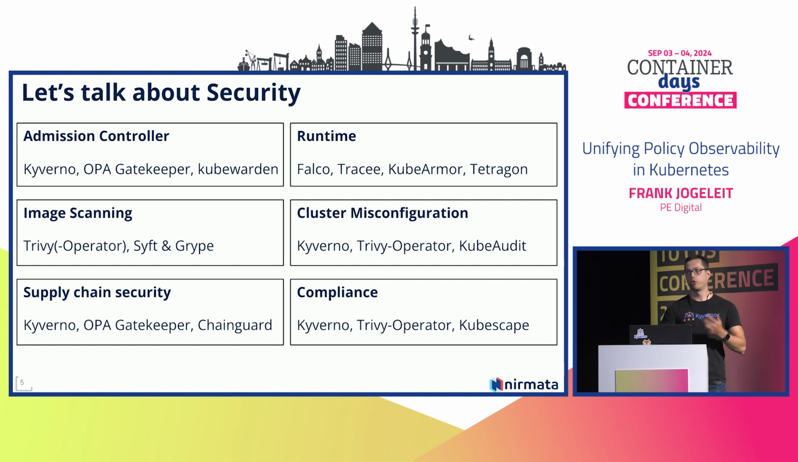So we're talking about admission controllers like Kyverno, Opa Gatekeeper, or Kubernetes, which validates your manifests against best practices, pod security standards, and your own policies. We talk about runtime security with tools like Falco, Trivy, KubeArmor, or Tetragon, which observe the behavior of your containers about misbehavior. We're talking about image scanning with tools like Trivy operator to check vulnerabilities of your running workloads, cluster misconfiguration, supply chain security, or compliance checks.